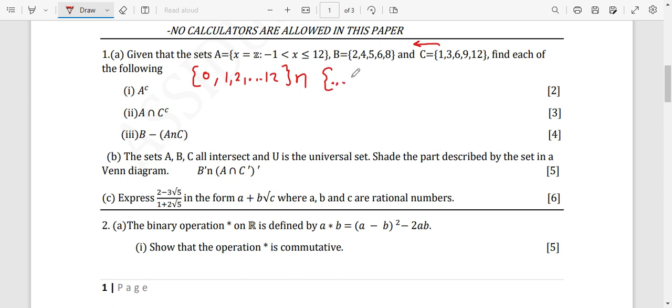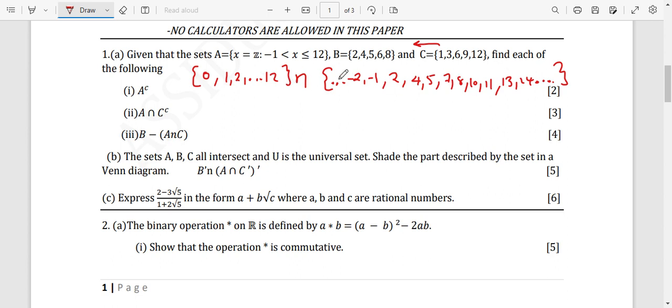We are going to have elements like -2, -1. Those are outside C. We also have 2, which is not in C. We have got 4, 5, 7, 8, 10, 11. Those are not in C. And then we have got elements beyond 12 like 13, 14, and all those. I'll put dots because they continue to go.